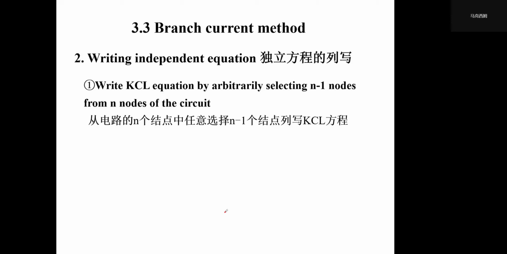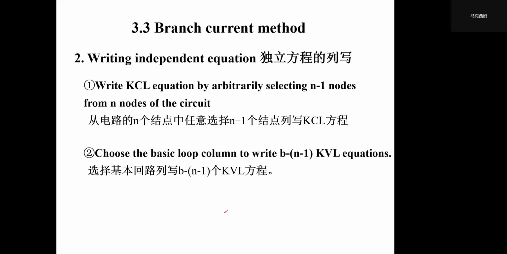But in reality, if we look closer and more carefully, we could see that some nodes are better than others. If a node is directly connected to a current source, then one branch current is already known. So in that case, we have to choose the n minus 1 nodes carefully to avoid unnecessary calculation.